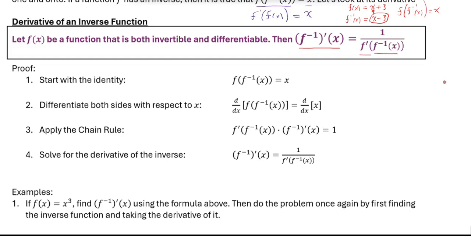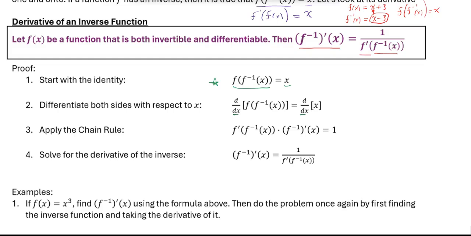Now, I have provided a proof here, and I don't prove all of these, but this one's kind of fun and clever and worthy of it. So what you do is you start with the identity. It is true always that if it's invertible, that f of f inverse of x is just x. So what I want to do is take the derivative of both sides. So I took this left side, just wrote a derivative in front of it. The right side, I just wrote a derivative in front of it, here and here. Took the derivative of both sides.